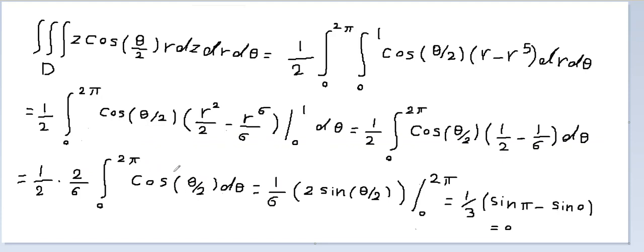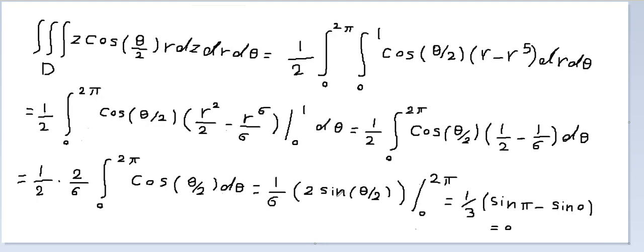Now the integral of cosine theta over 2, you can use substitution. You can take theta over 2 to be u. If you use substitution, the integral of cosine theta divided by 2 equals 2 times sine theta divided by 2. Now this 2 over 6 means 2 divided by 6, which is 1/3.